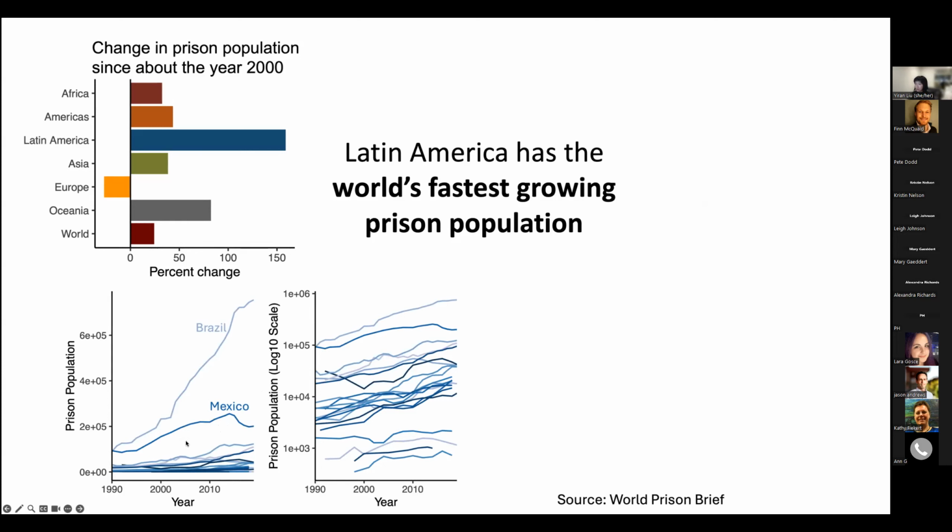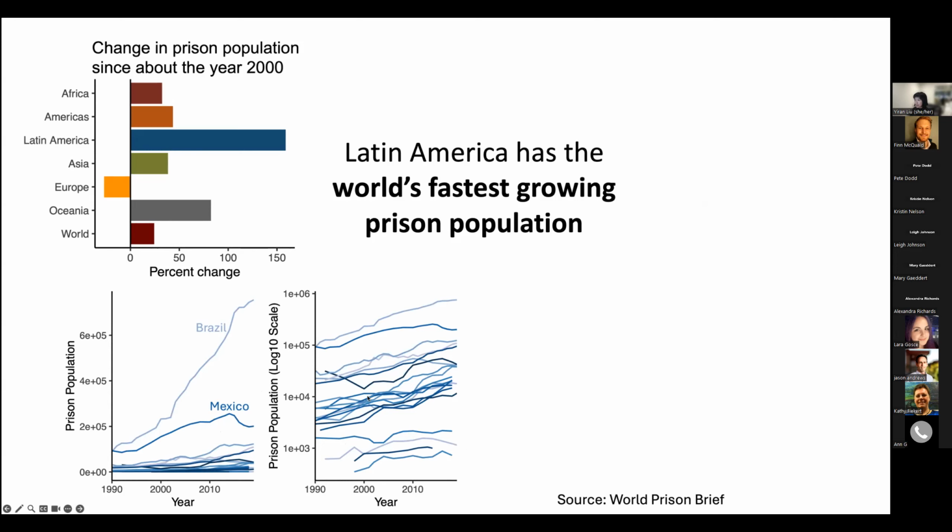But we can also plot every country on a log 10 scale on the y-axis and see that the increasing trend is really constant across nearly every country in the region. I'll also point out that this increasing trend outpaces simple population growth, so we also see a steady increase in the per capita rate of incarceration.